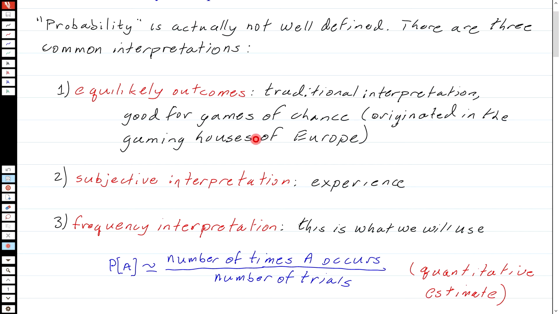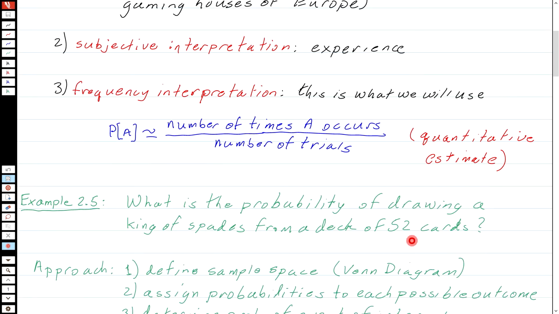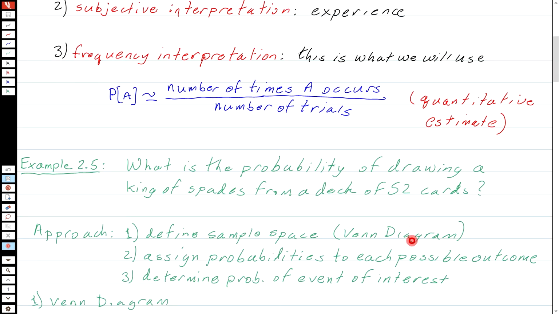Basically, it's saying that the probability that event A takes place is the number of times that A occurs in a sequence of experiments divided by the total number of experiments or trials. And this now becomes a quantitative estimate of the probability of the event A. So let's illustrate this with an example.